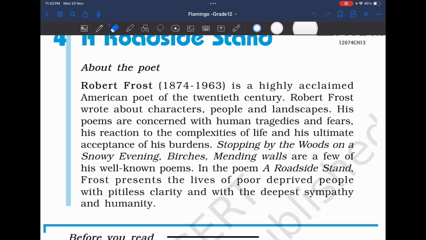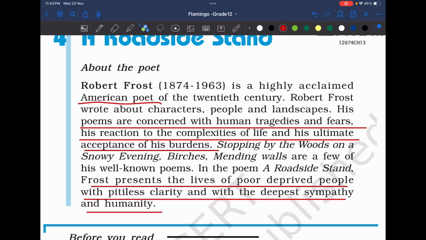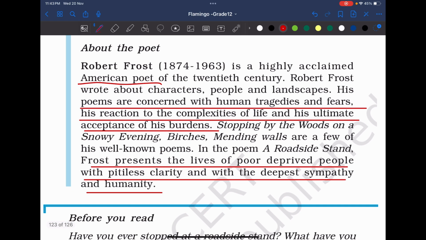So Robert Frost is a highly acclaimed American poet of the 20th century. He wrote about characters, people, and landscapes. His poems are concerned with human tragedies and fears, his reactions to the complexities of life, and his ultimate acceptance of the burdens. Stopping by the Woods on a Snowy Evening, Birches, Mending Wall are a few of his well known poems. In the poem A Roadside Stand, Frost presents the life of poor, deprived people with pitiless clarity and with deepest sympathy and humanity.